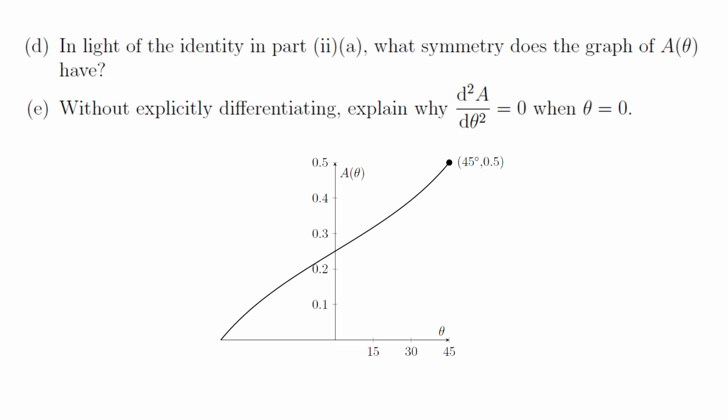Part e, this symmetry means that the derivative is an even function, so the second derivative is an odd function by the first part of the question. Putting 0 into an odd function always gives you 0.